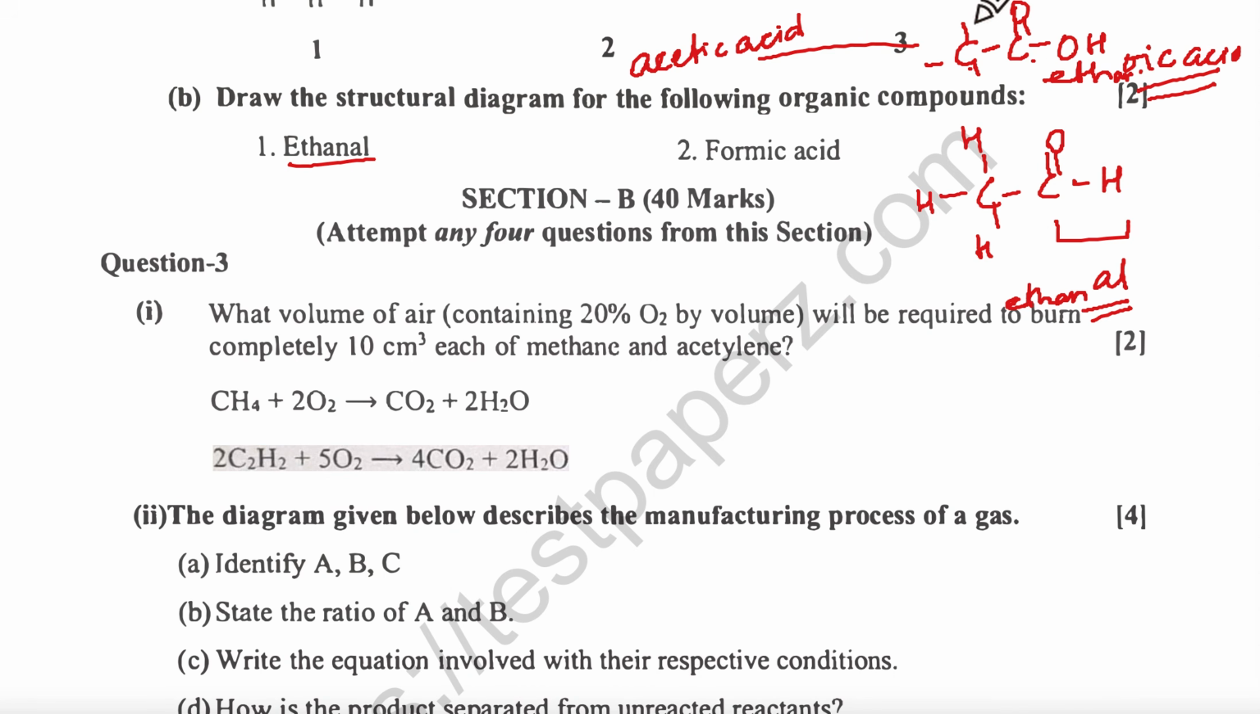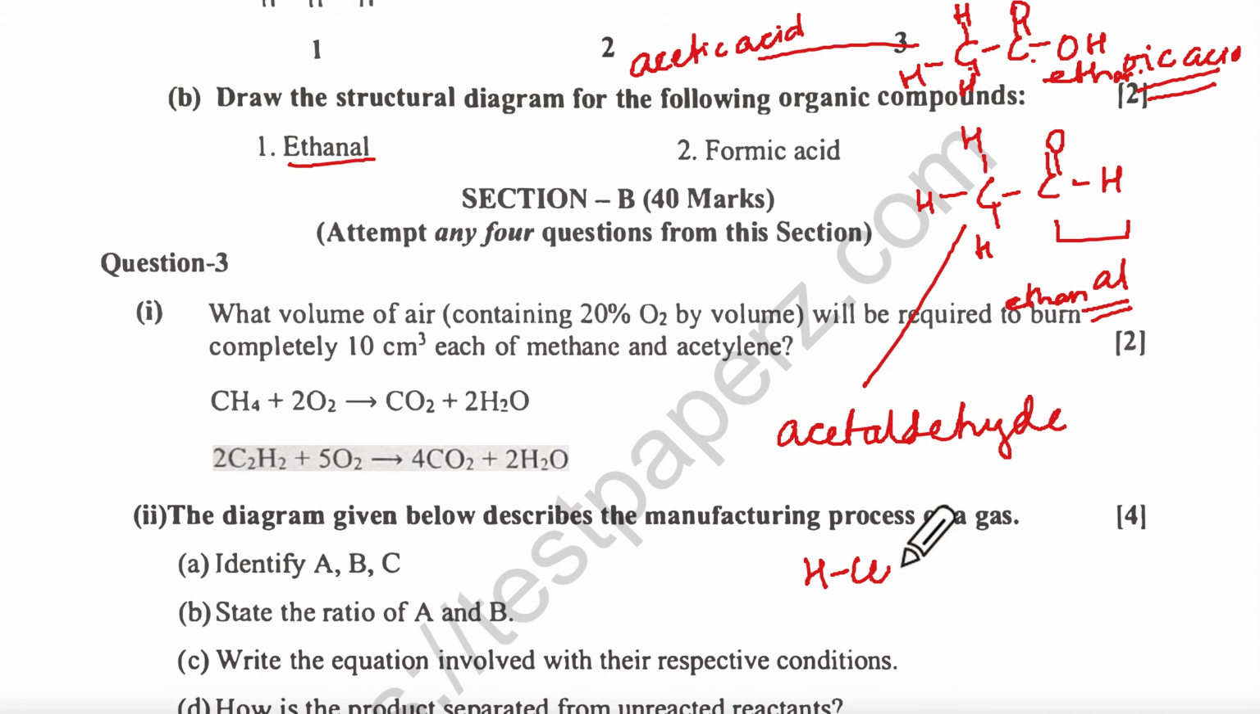Isn't it CH3COOH? So what is the common name? It is acetaldehyde. Understanding? If it is H-COOH, the name is formic acid, or it will be methanoic acid, correct?